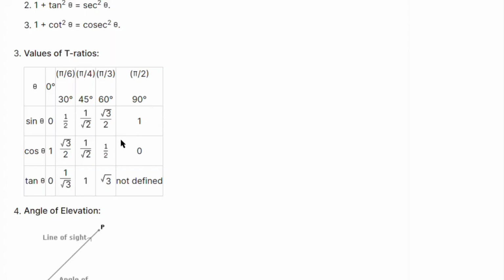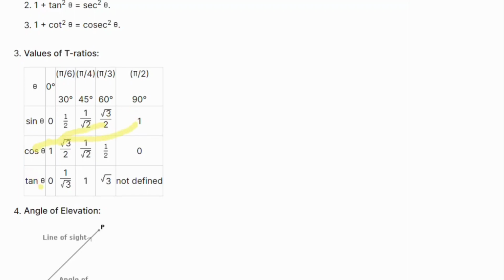Simply, for cos theta we can take the opposite order of sin theta values: 0, 1 by 2, root 3 by 2, and 1.